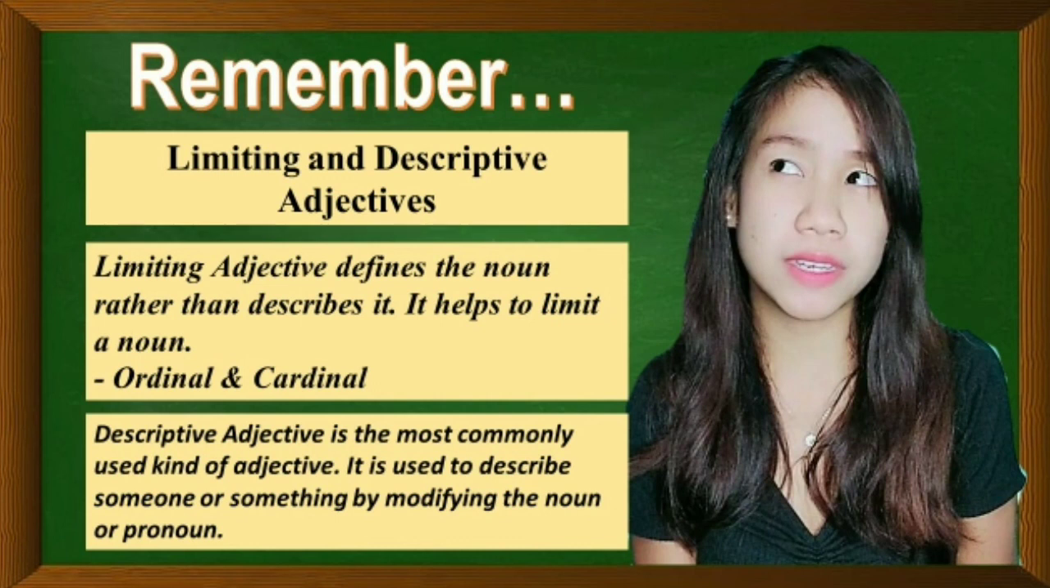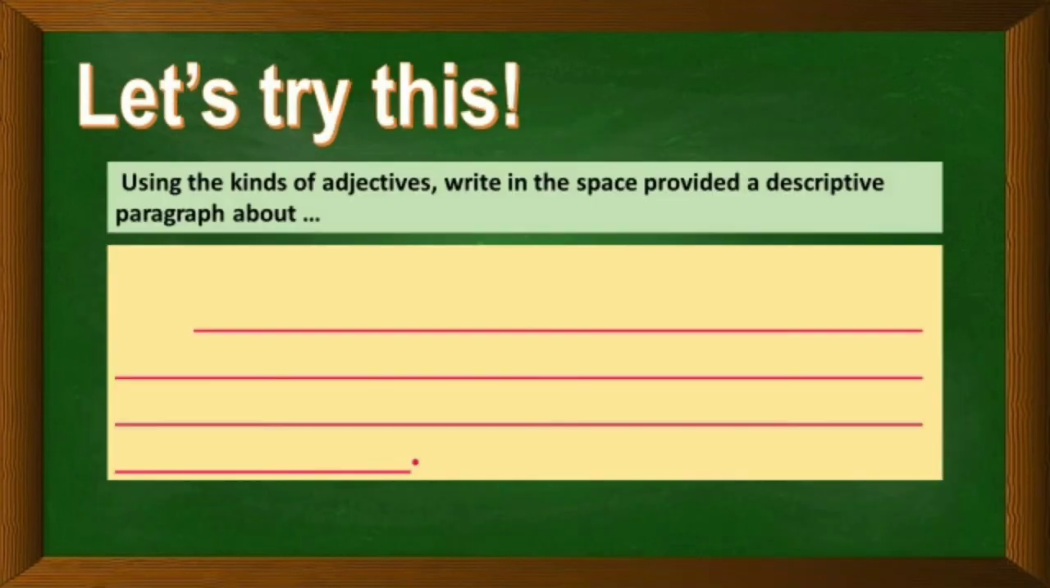And descriptive is the most commonly used kind of adjective because it is used to describe someone or something by modifying the noun or pronoun. Now in your examination, you have to use kinds of adjectives and write a paragraph, a descriptive paragraph, about, I won't reveal the topic. Of course, that's a surprise. So at least you have the hint that you have to write a descriptive paragraph about this unknown topic.